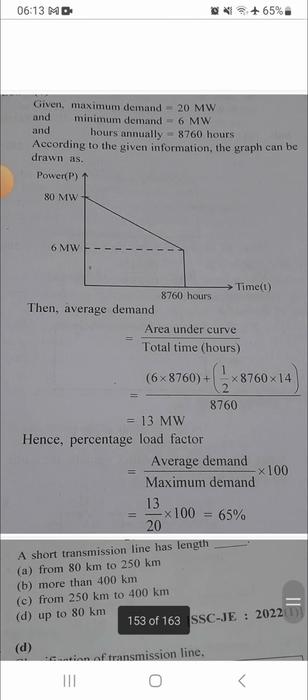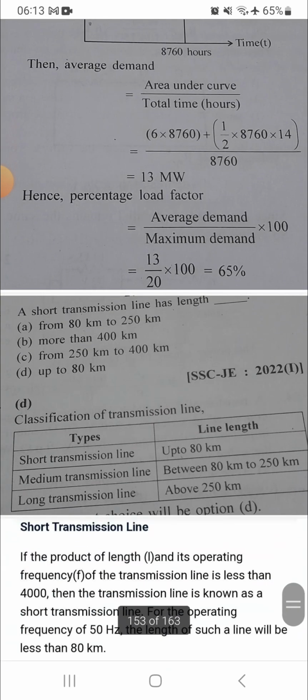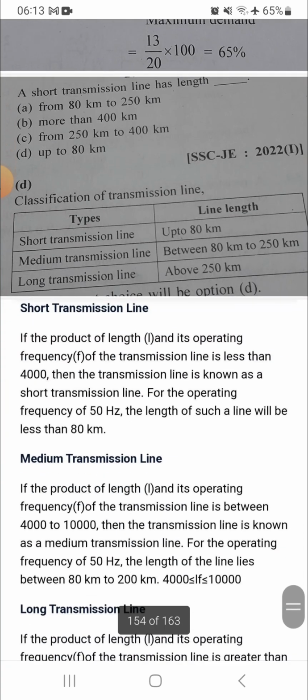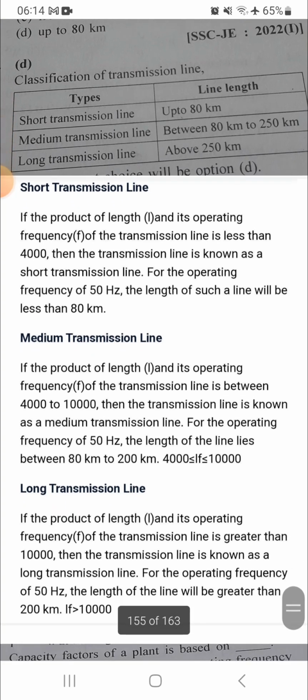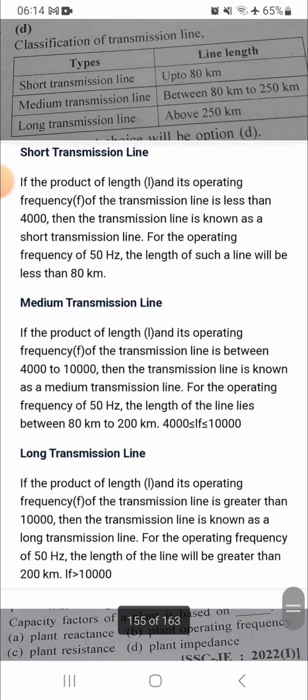A short transmission line has a length from 80 to 250 kilometers. It is up to 80 kilometers. Option D is the right answer. Short transmission is up to 80 kilometers, medium transmission line is 80 to 250 kilometers, long transmission line above 250 kilometers. If the product of the length and its operating frequency of the transmission is less than 4000, then the transmission line is known as the short transmission line.